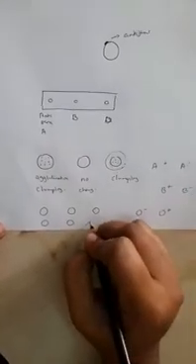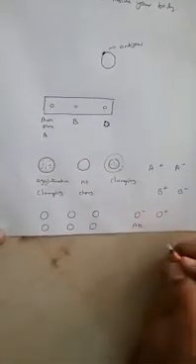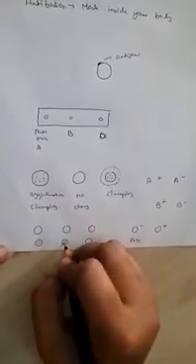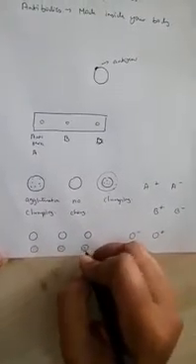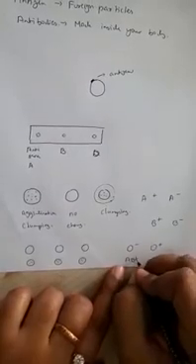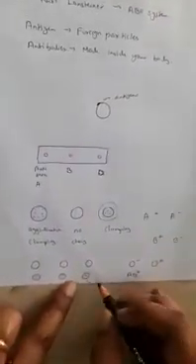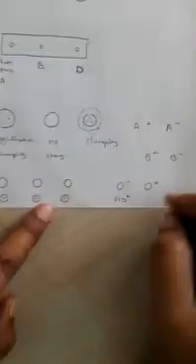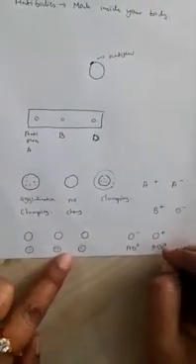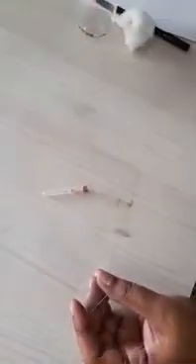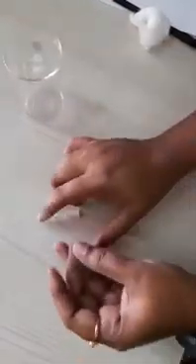Whereas if you find clumping in antisera A and antisera B, then the person possesses a blood group called AB. And again, if you find the clumping in antisera D as well, that is, you are getting clumping in A, in B, and in antisera D also, it means the person has blood group AB positive. And if there is no change in the antisera D, the person has blood group AB negative.